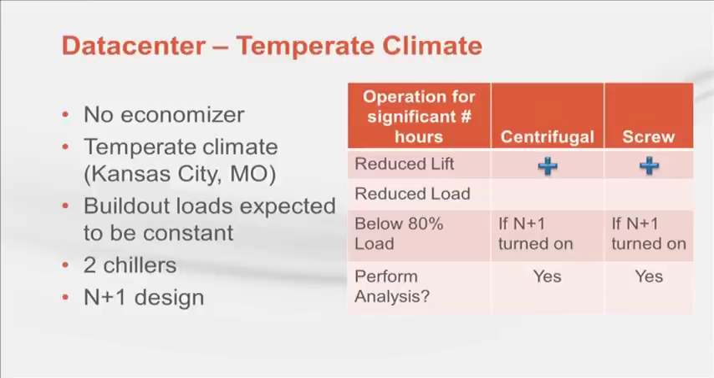In addition, if the redundant chiller is used during operation, the load per chiller would be below 80% and save even more energy. So this would be a good candidate for an analysis to determine if the return on investment justifies purchase of 1, 2, or 3 variable speed drives.